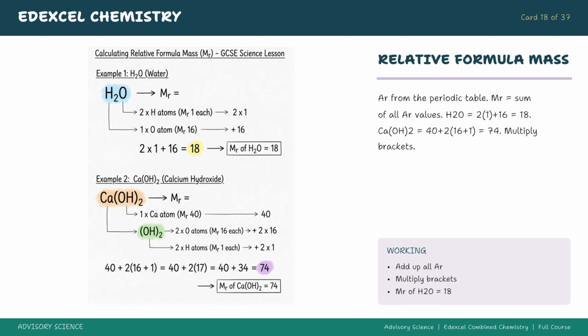Brackets in the formula are one of the most common sources of error. If you see Mg(NO3)2, the small 2 outside the bracket multiplies everything inside it. Add them up, multiply the brackets. That single phrase covers about 90% of relative formula mass questions.